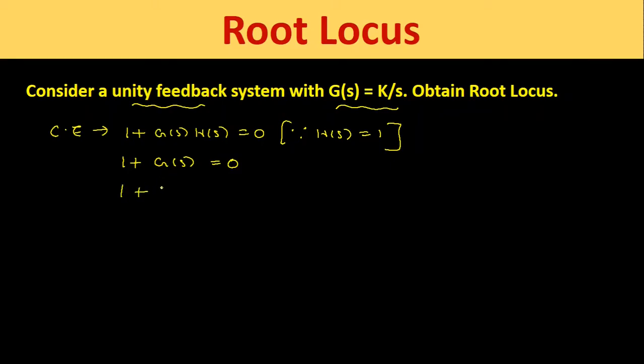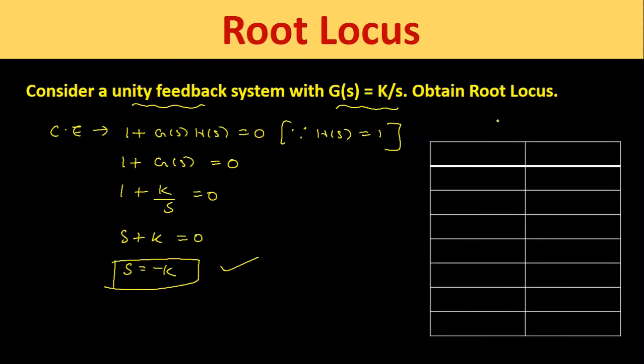We will get 1 + K/s = 0, and from this equation we will get s + K = 0. So from here we will get s = -K. So this is the root of characteristic equation. So what is the meaning of this? The roots of the equation or the poles of the transfer function will be located at s = -K.